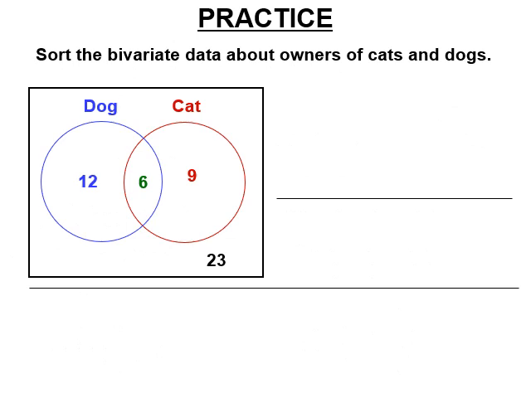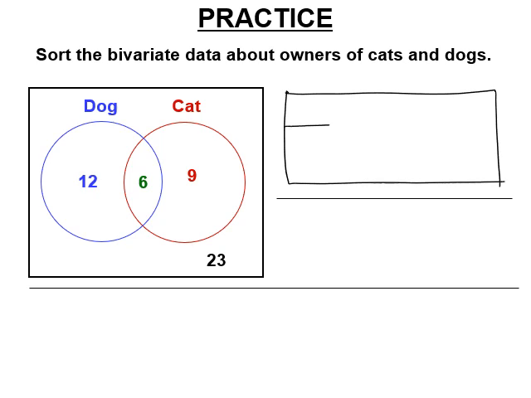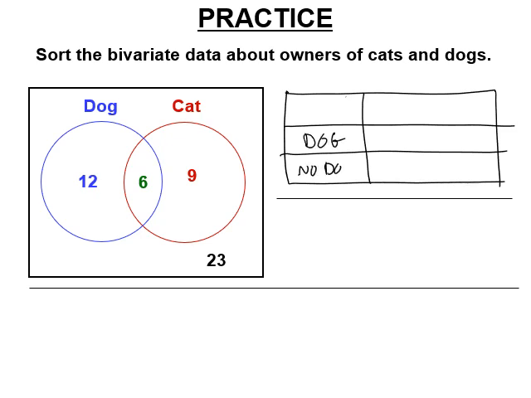All right, so that's the lesson. Let's practice. So we're going to make a Venn diagram. No, we're not. We're going to make a two-way frequency table. All right, so this time you have to do it all by yourself. So here you go. All right, and so let's do dog, no dog. Then we have cat, no cat.